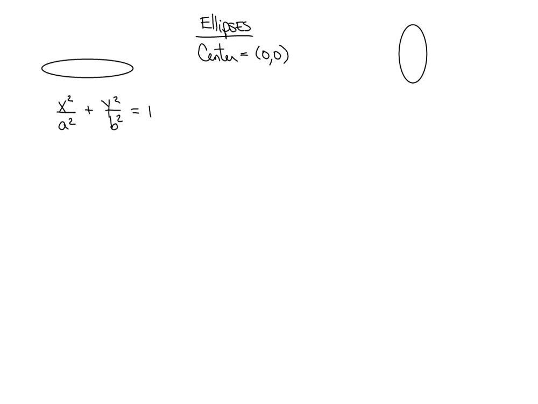Everybody see that? The other one is going to be x squared over b squared plus y squared over a squared equals 1. The difference is that a is always larger than b. A is the long direction. So that means your a squared is always going to be the bigger number.